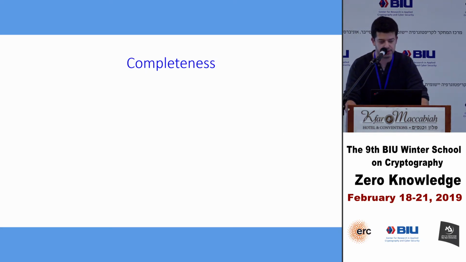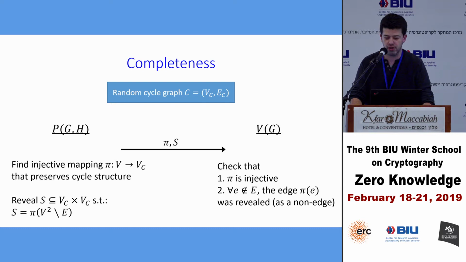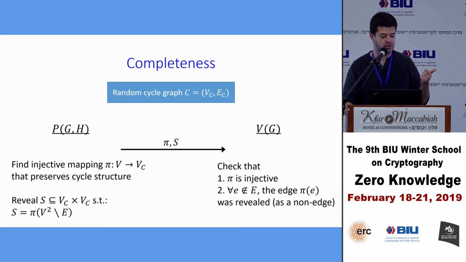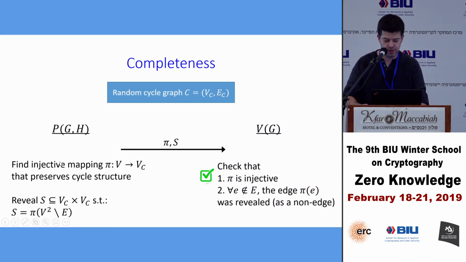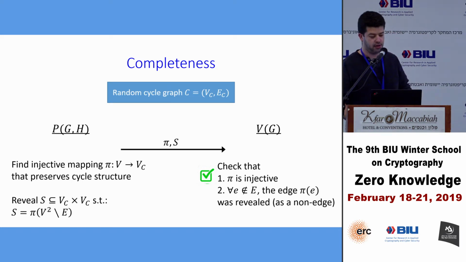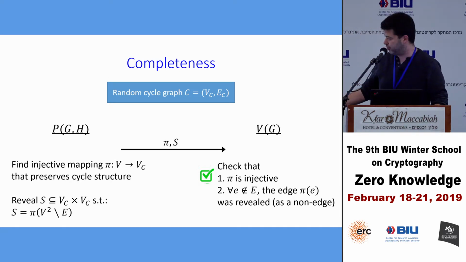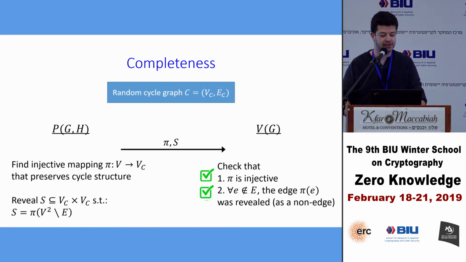So let's see why this works. We need to show completeness, soundness, and zero knowledge. Let's start with completeness. So let's bring back the protocol. What does the verifier check? That this pi is injective. Well, it is indeed injective, since that's what the prover did. So that's fine. And he checks that for every non-edge of E, the edge mapped by pi was revealed and is a non-edge. And indeed, this is exactly what the prover does. And so both checks pass, and the verifier accepts with probability 1.